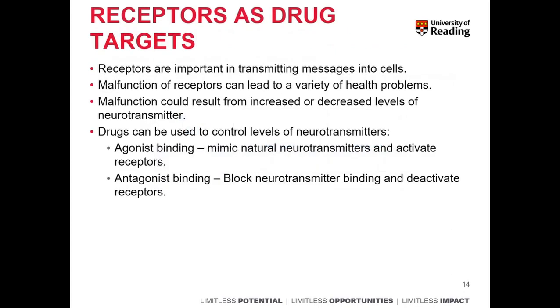Now hopefully you've seen that receptors are very important in transmitting messages into cells, and it's for this reason that malfunction of the receptors can lead to a variety of health problems. Malfunction could be because of either increased or decreased levels of neurotransmitter or hormone, and so we can produce two different types of drugs to help control this. We can produce agonists. These mimic the natural neurotransmitters and activate receptors. Or we can produce antagonists. These block neurotransmitter binding and deactivate the receptors. And we'll look at both of these in the next sections.